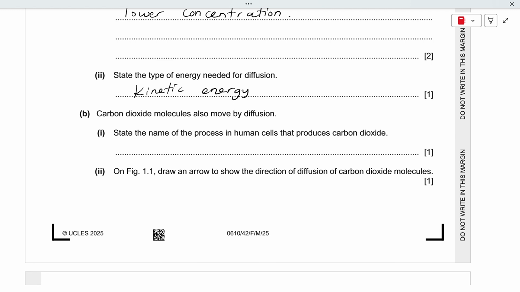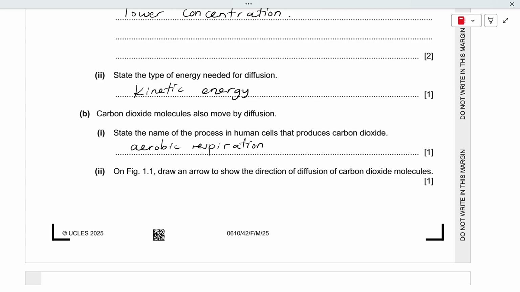Then B says, carbon dioxide molecules also move by diffusion. State the name of the process in human cells that produces carbon dioxide. Alright, so one of the processes that produces carbon dioxide in the human body is aerobic respiration. So we'll write here aerobic respiration.